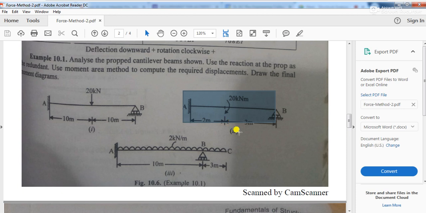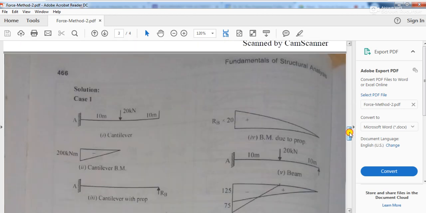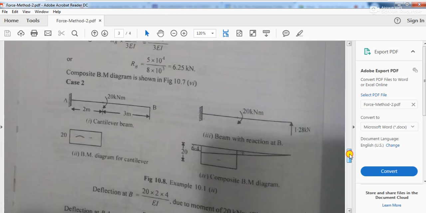Okay. So considering that, if we take the primary structure, I will go to the solution over here. If you see, I now have a cantilever beam like this. The beam is something like this, where this 1.28 kilonewton is not known, this is actually unknown, this is your RB, right?